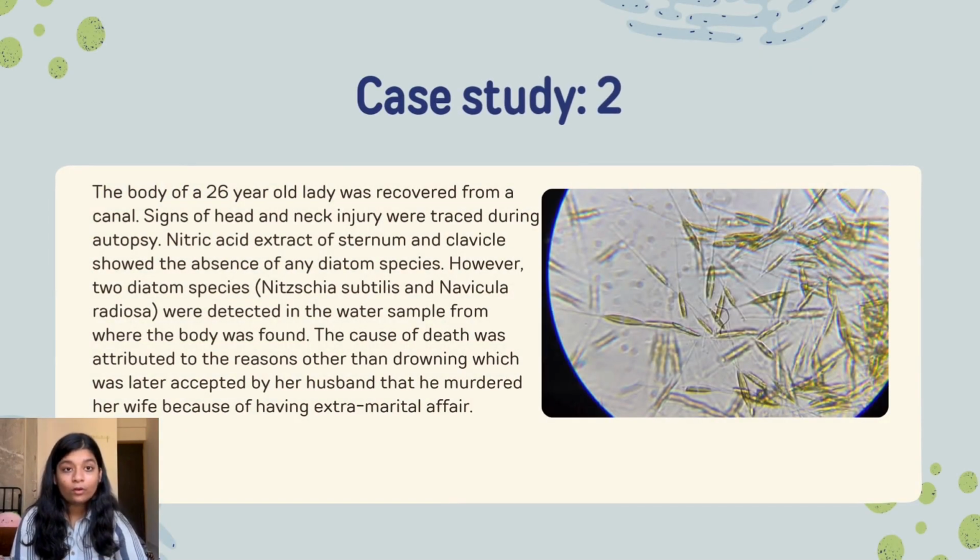In the second case, what really happened was that the woman's husband had an extramarital affair, so he killed her and later dumped her into the canal, and then tried to show that it was a suicide she committed. But it was not, and she had been murdered, which was later found by diatom analysis, as the absence of diatoms in the bone marrow showed that the water did not enter the person's body, which means the person had to be dead before entering the water.